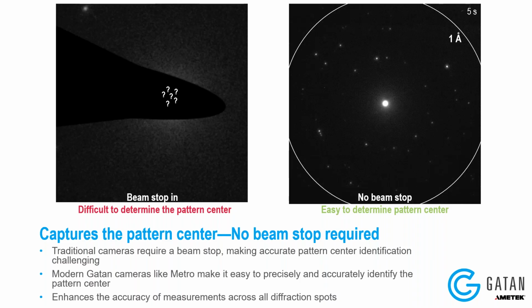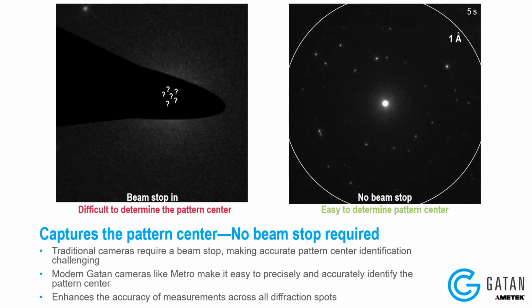But with modern Gatan cameras like the Metro, or even the Clearview or Rio or Stella or K3, all of these modern Gatan cameras make it easy to precisely and accurately identify the pattern center because a beam stop is not required. And so we do need to be careful about the intensity that's hitting the camera, right? You need to set up your diffraction well to do this on the Metro. But we can do that pretty easily.